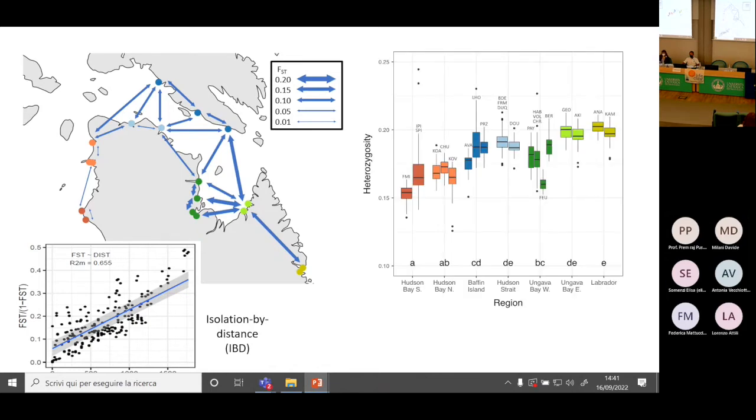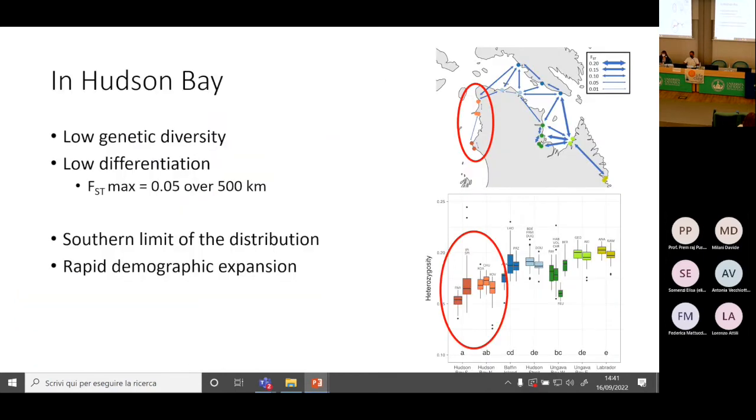We also compared the genetic diversity through heterozygosity in different populations, and we've seen some differences that I'll try to dive into more deeply. Especially in the Hudson Bay, we found a lower genetic diversity and really low differentiation between the populations. I'll show you soon with the deglaciation maps, but I think it might be because of a really rapid demographic expansion from north to south in Hudson Bay. Also, it's just at the end of the range expansion. There aren't that many populations to the south.